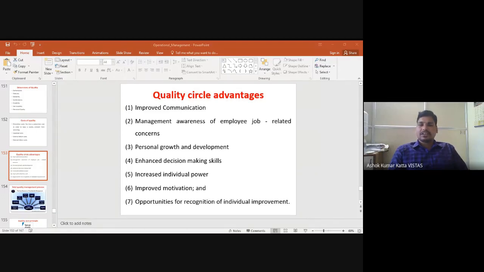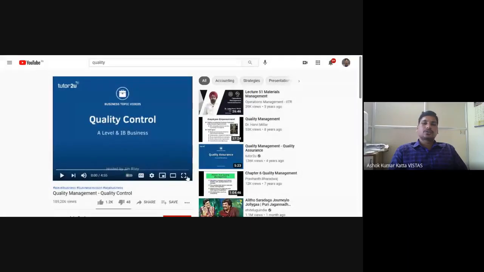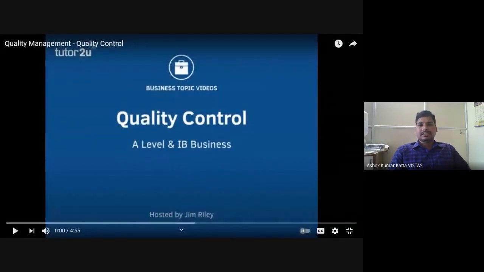Sometimes what will happen, many employees work at the company for more than 20 or 25 years, because they were 100% satisfied with the facilities or the scope you are providing at the organization, and they found that there is a huge scope for their own development also.